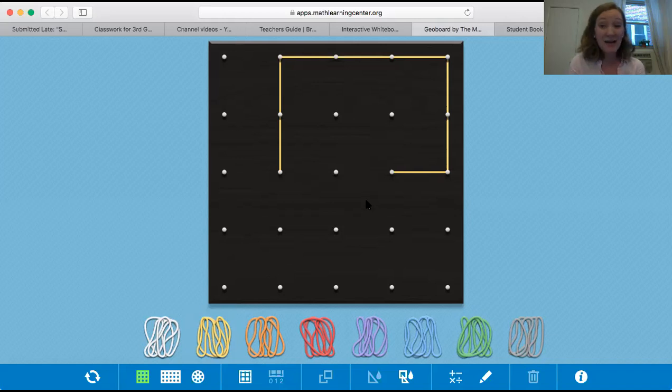Nope, this is not a rectangle. Just like the other one, this is open. This is an open shape. There's a hole in it. So it's not a real shape at all. I have to close this and make it into a real rectangle, okay?